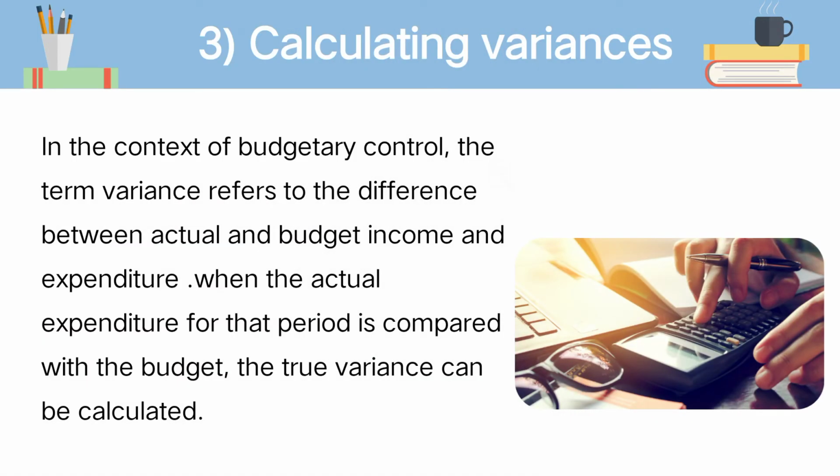And the third one is calculating variances. In the context of budgetary control, the term variance refers to the difference between actual and budget income and expenditure. When actual expenditure for that period is compared with the budget, the true variance can be calculated. There are other variance calculation methods that can be used in assisting the budget holder to control the budget.